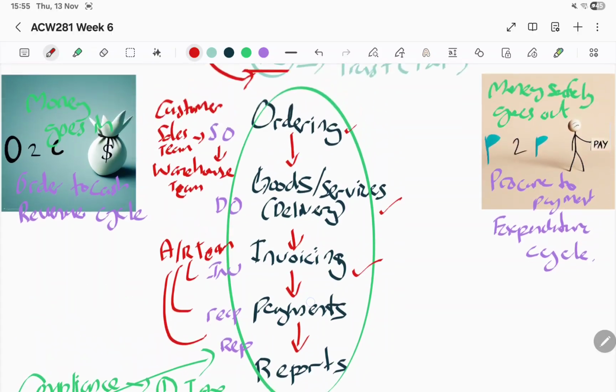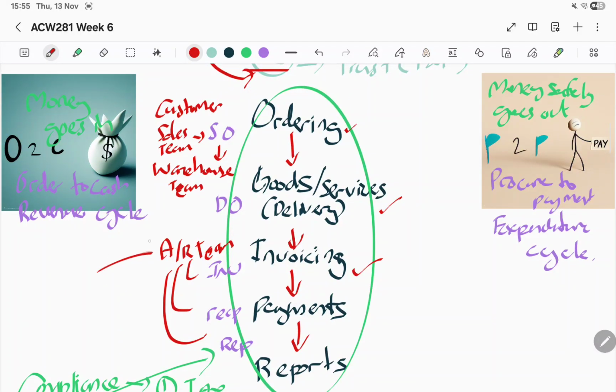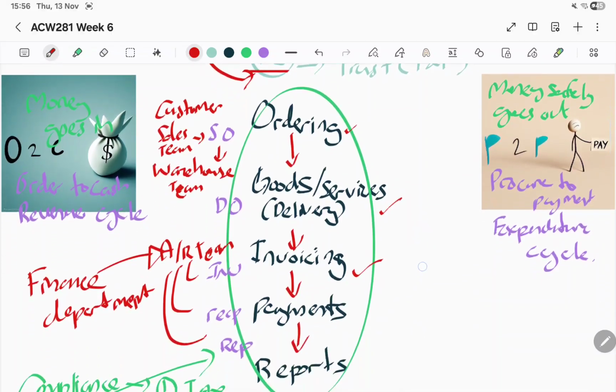And here is the argument over here. This AR team can fall under the finance department, then it will fall onto the finance cycle as well. So if you look at it in a comprehensive way, each of these processes is interrelated. Now let us move into this procure to payment.